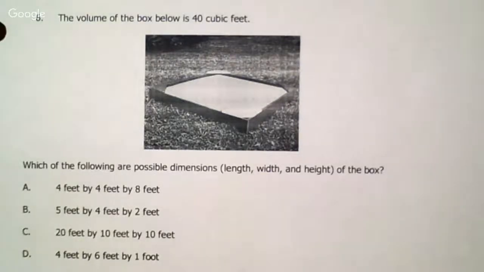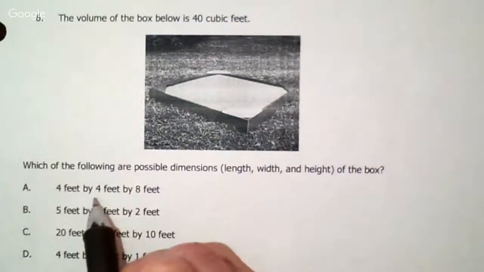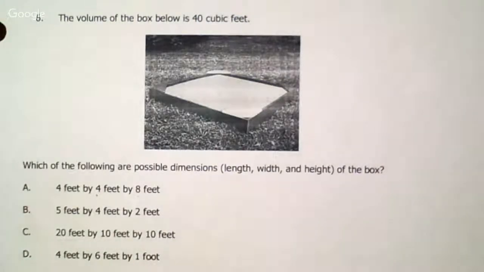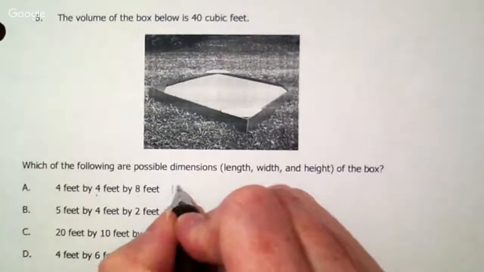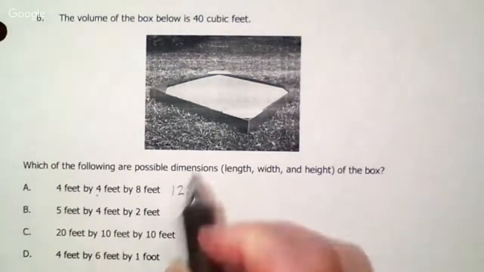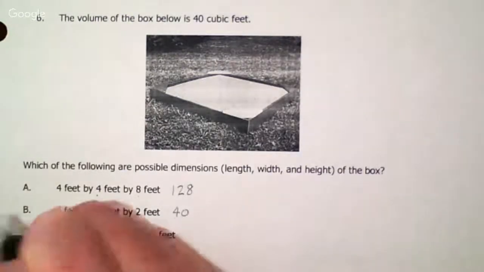Okay, it says the volume of a box below is 40 cubic feet. Which of the following are possible dimensions, length, width, and height, of the box? For this, I would just multiply them. So 4 times 4 is 16. 16 times 8 in this case would be 128. So that can't be it. Here we have 5 times 4 is 20. 20 times 2 is 40. That works. B is your answer.